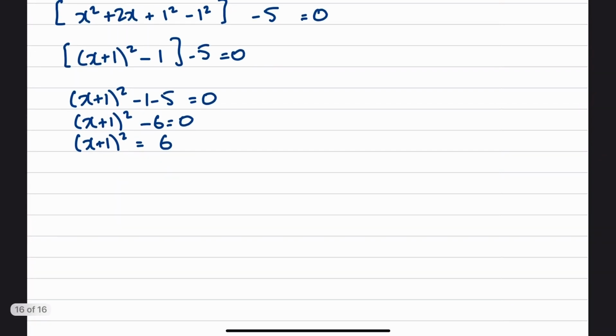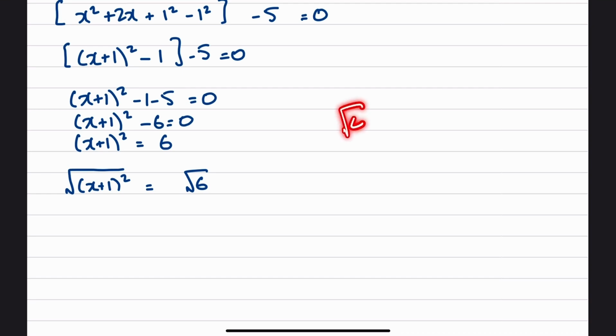Now of course we need to somehow get rid of this whole squared, and what we do is we square root both sides. So the square root of (x plus 1) whole squared equals the square root of 6, and the square root and square just cancel out. And why that happens is because square rooting something essentially means raising it to the power of 1 over 2.